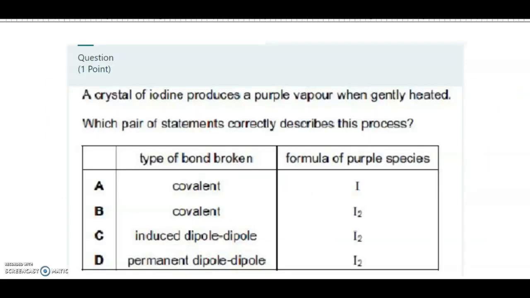Okay, this question is about intermolecular forces. It is about a crystal of iodine that produces a purple vapor when gently heated. Which pair of statements correctly describes this process? Iodine in its solid form is converted into gaseous iodine, so the process of sublimation occurs. And what type of bonds are broken when solid iodine is converted into gaseous iodine?